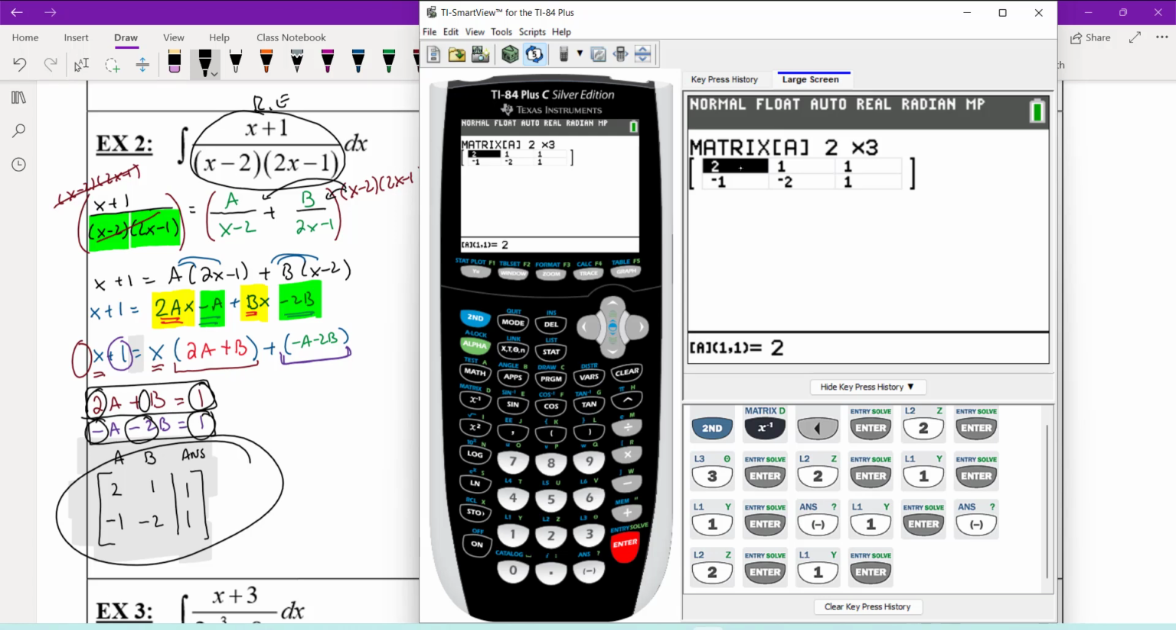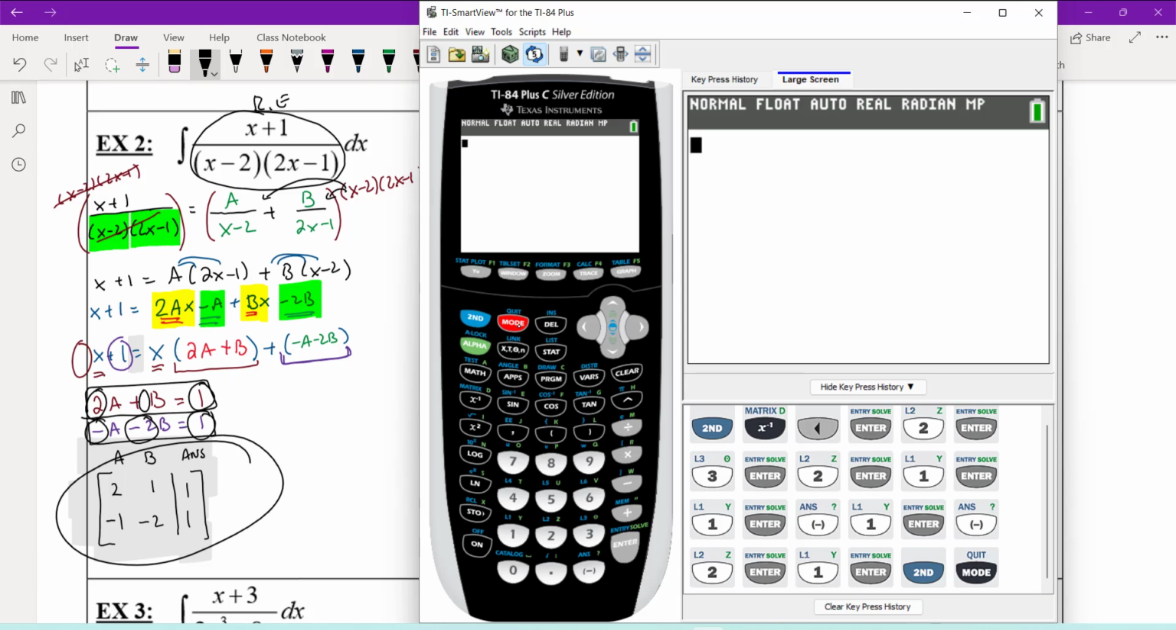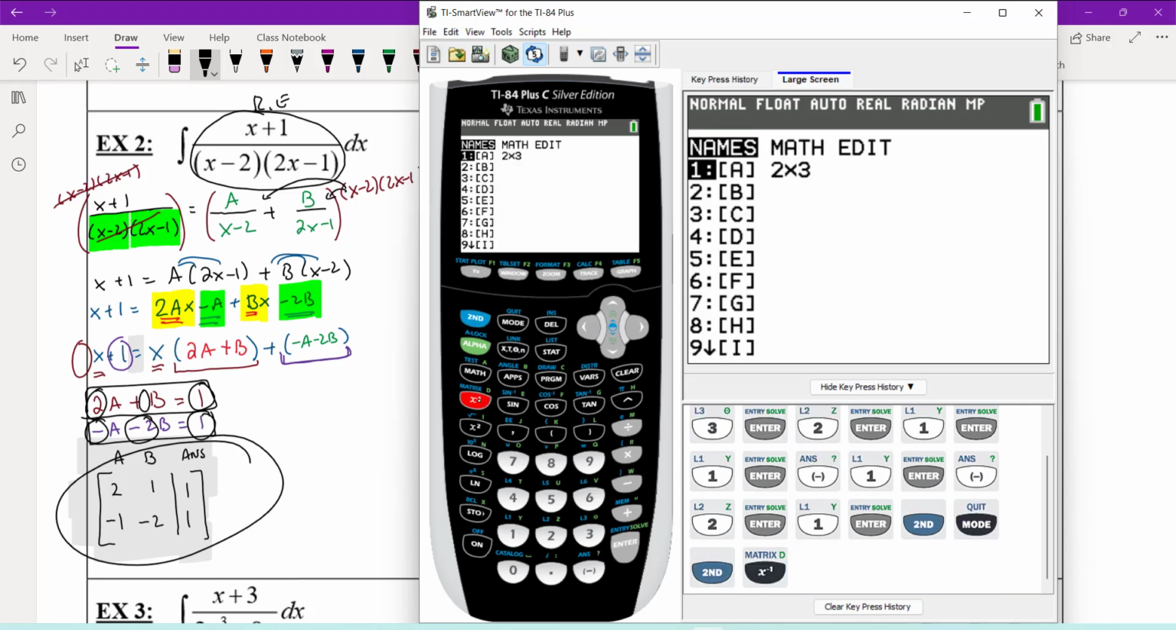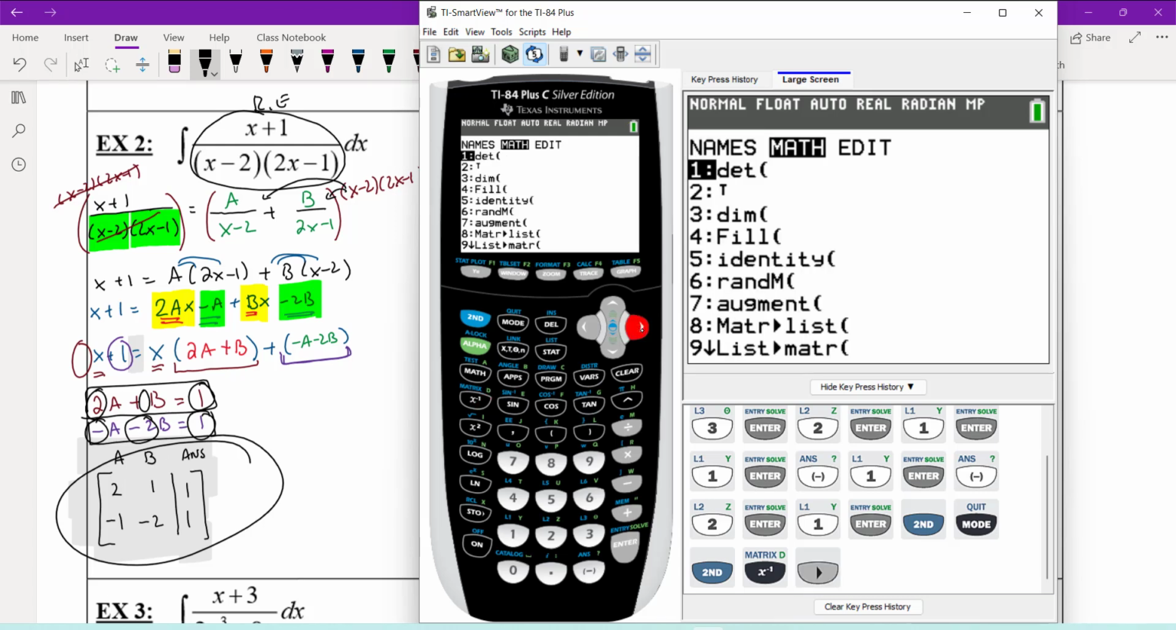Again, notice it's a 2, 1, 1, negative 1, negative 2, 1. When we're done entering in our matrix, we hit second and quit. Then we want to solve the matrix. So again, we hit second and matrix. But now to solve it, we have to scroll over to math. So scroll 1 over to math.